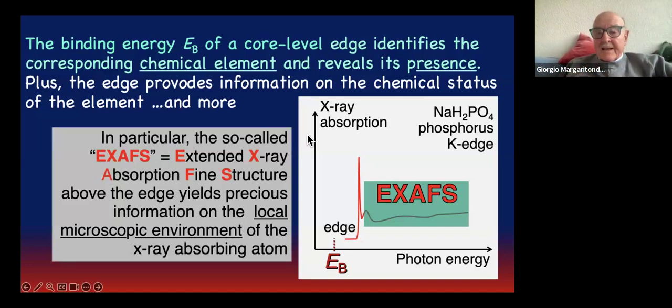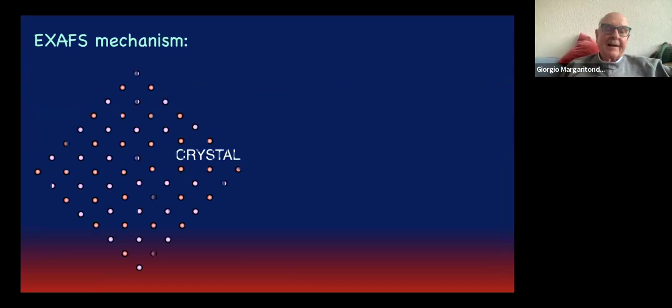You can see here a more detailed picture of an edge. So you see the edge, but then you see that above the edge, there is actually some structure. There is a fine structure that extends over a rather large photon energy range. So what can you learn from this kind of EXAFS? Well, suppose that we are looking at a crystal, and we are looking at the atoms in the crystal, and we are now zooming on one specific atom, which is where the absorption of X-rays takes place.